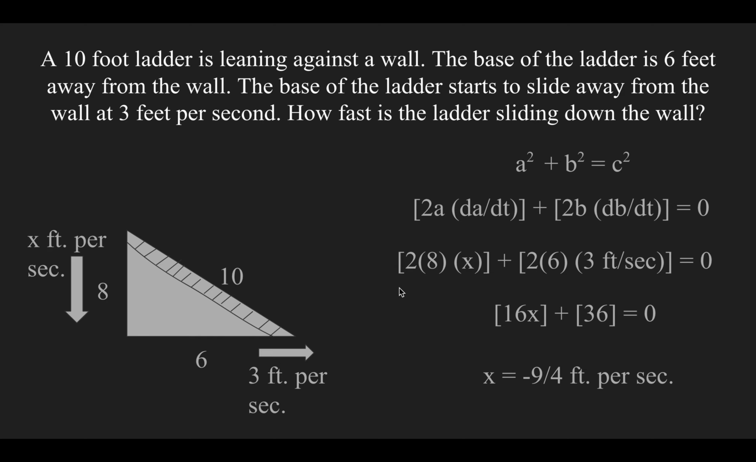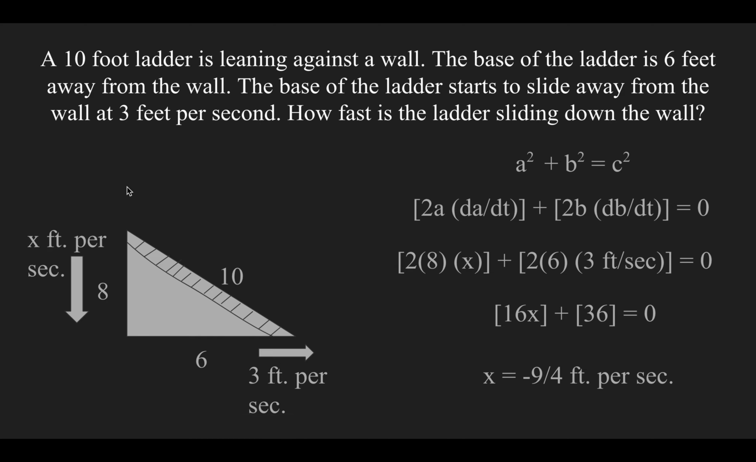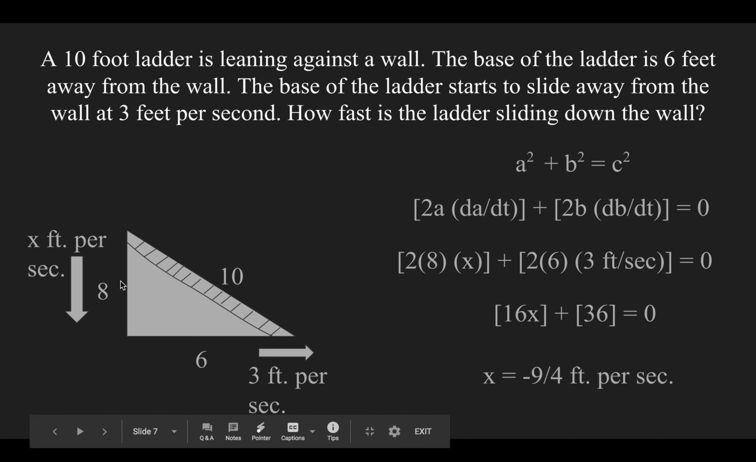So let's look at this answer. Does this make sense? Is this logical, right? Yeah, it does make sense. If x were to be positive, it would mean that the height of the ladder is increasing. And I don't know any ladder that can slide away from a wall and then also get higher on the wall, right? If a ladder is sliding away from the wall, it's going to be going right down. So this makes sense, because the height is going to have to be decreasing, and this is the rate it's going to be decreasing at.